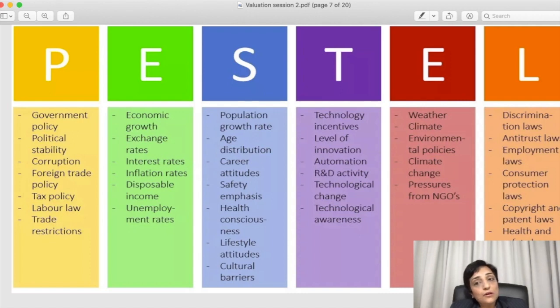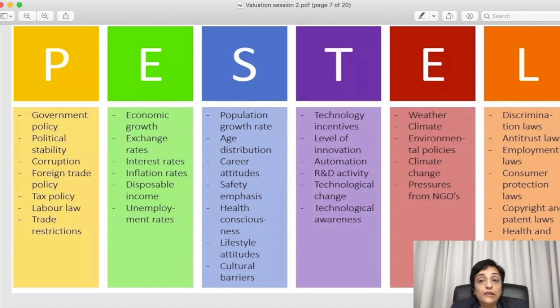Okay, let's talk about the next: weather, climate changes, environmental policies, the restrictions on the operations of the business through different NGOs or the government itself, when they exert pressure that you have to reduce pollution or you have to gain so many carbon credits and so on. So that will affect the growth projections and the cost that we need to incur for abiding by these regulations.